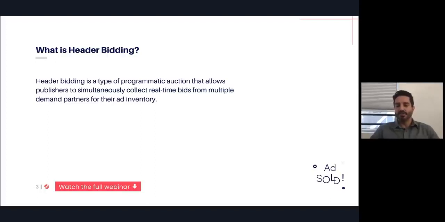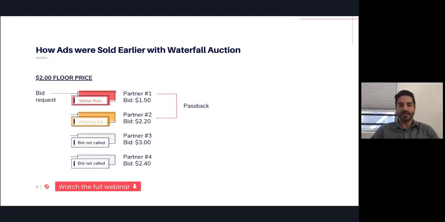So as a user lands on your website, the page is loaded, the header of the page, which is one of the first things to load, loads, and then you get an auction where various demand partners or SSPs or exchanges, whatever you want to call them, are competing to win the impression. Now we'll get into some additional slides that contrast how that is different from the previous mechanism, which is the waterfall auction.